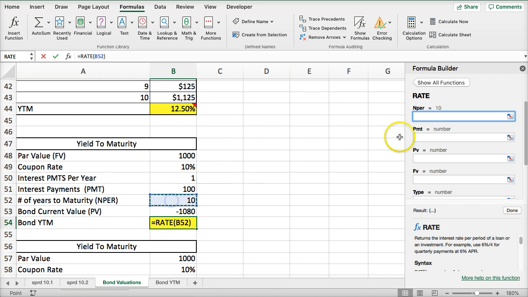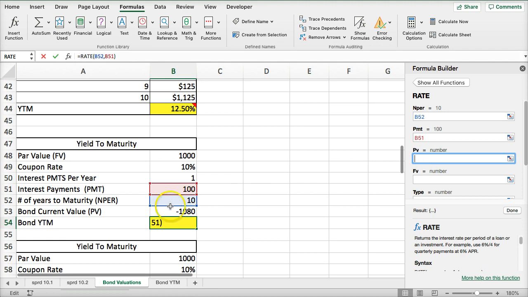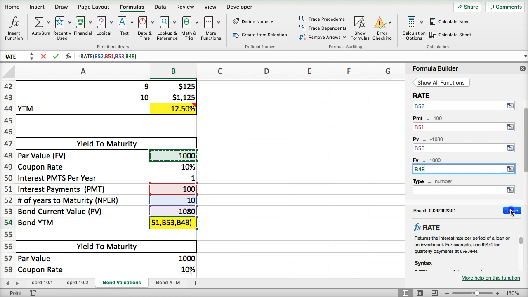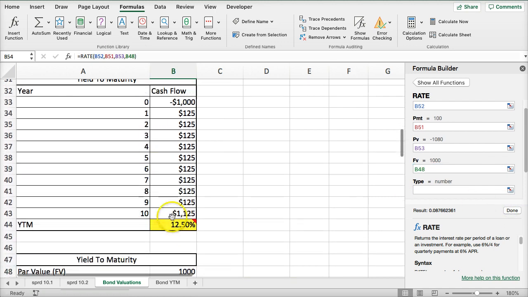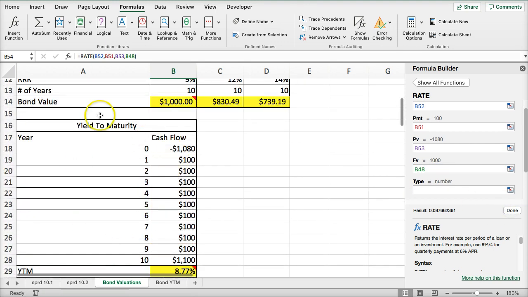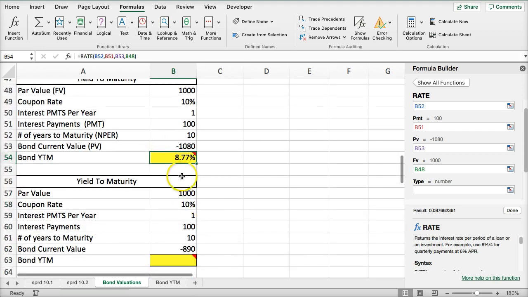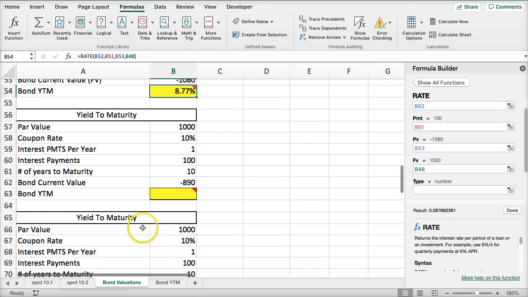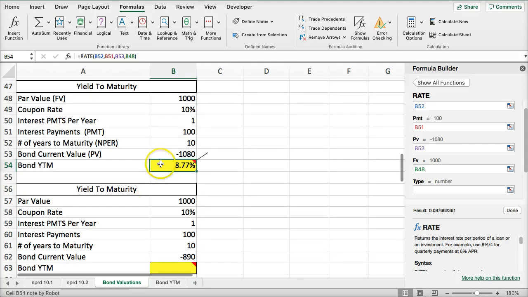So N per is 10. Payment, 100, and the payment is the bond times the coupon rate gives the annual payment. Present value is the bond's current value, and future value is the par value to be paid in the future. And you see here how we get the same answer using this layout. So it's just an alternate way. Calculate these two remaining problems here for you to try. Pause the video and calculate on your own.